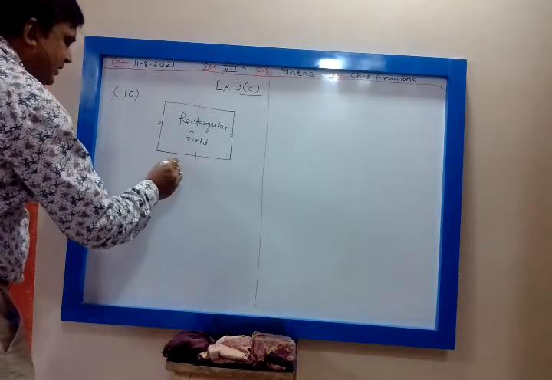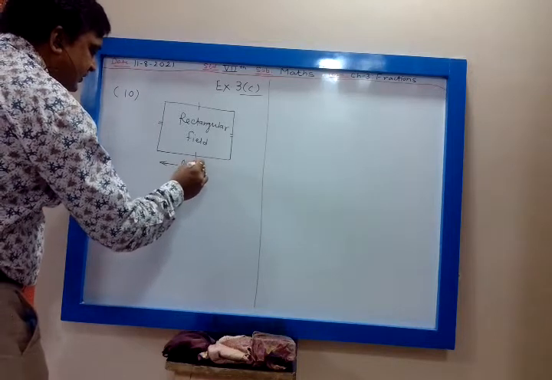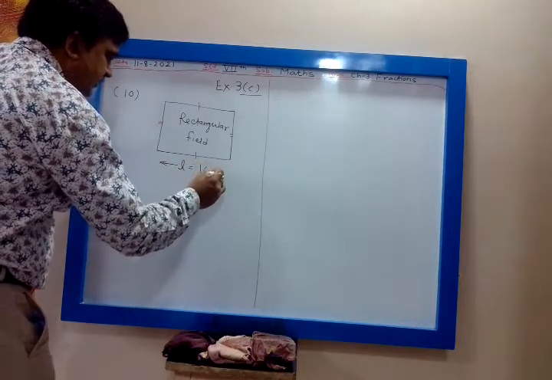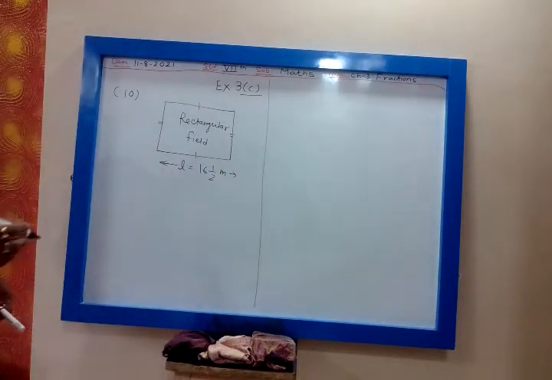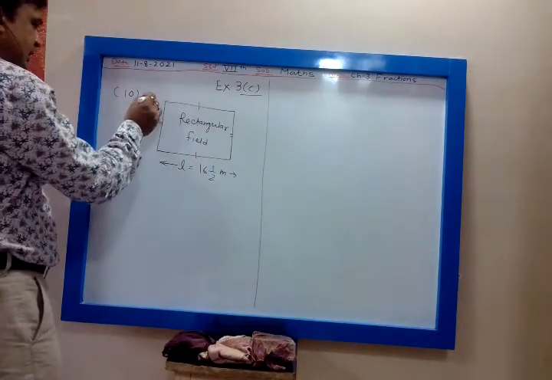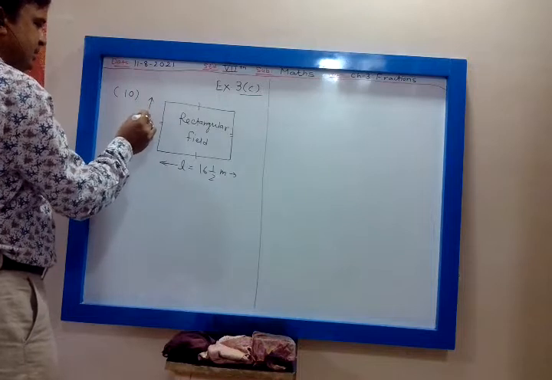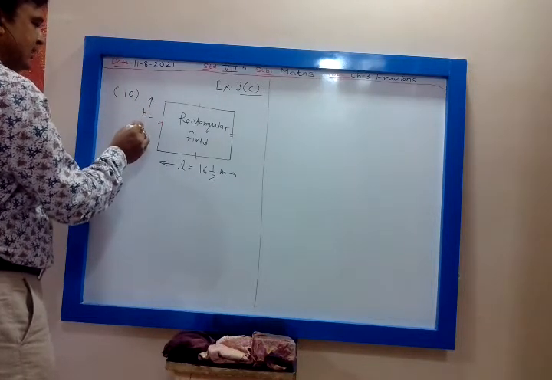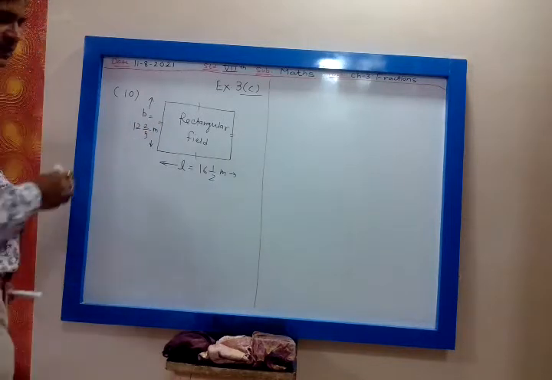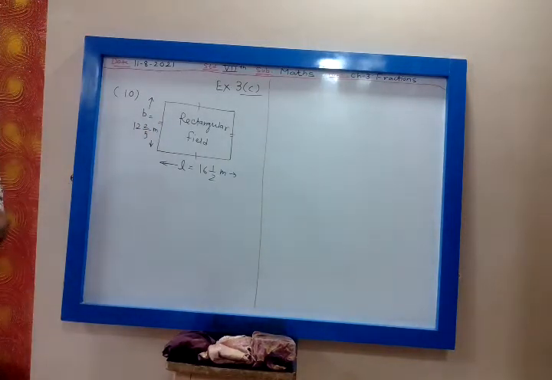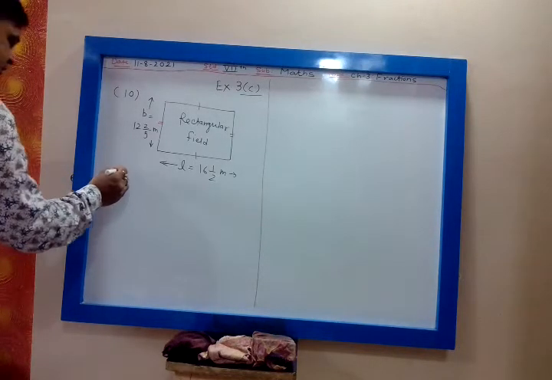So this is the length. Length is 16 and 1 by 2 meter. This is the length, and breadth is 12 and 2 by 5. B means breadth. Breadth is 12 and 2 by 5 meter. Find the perimeter of the field.